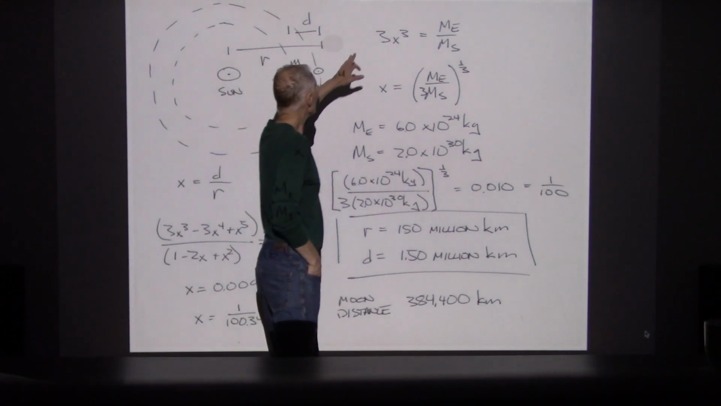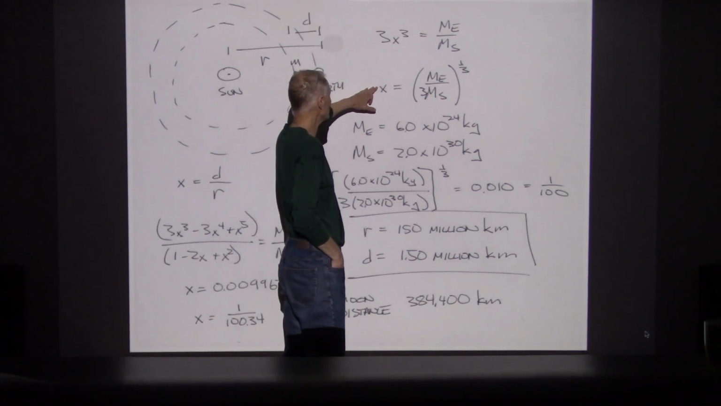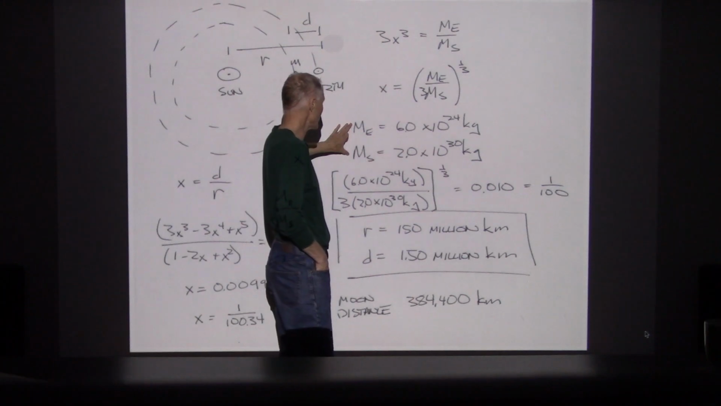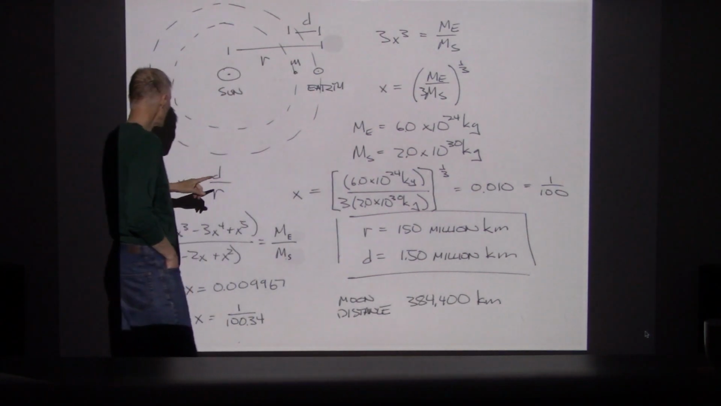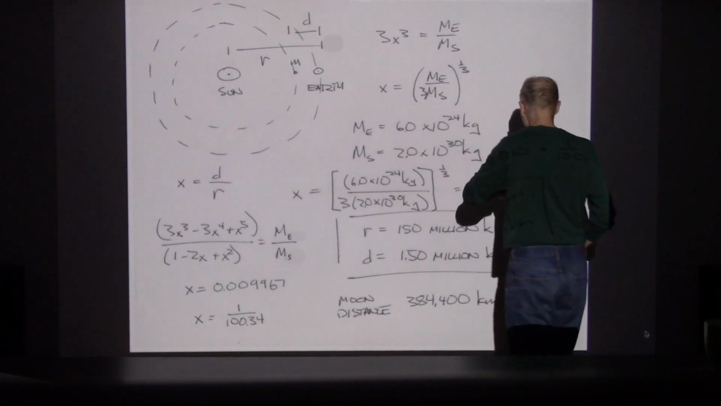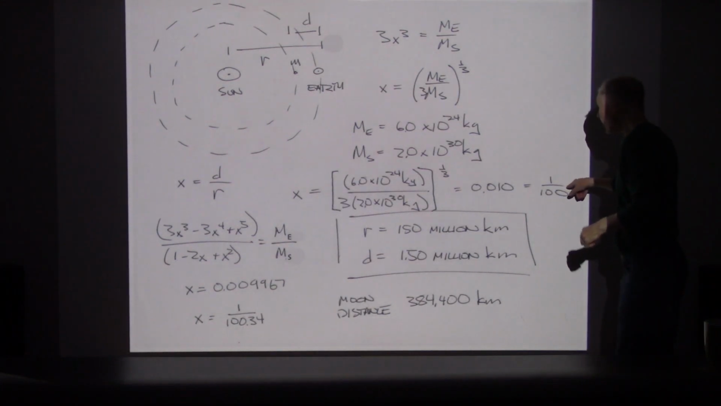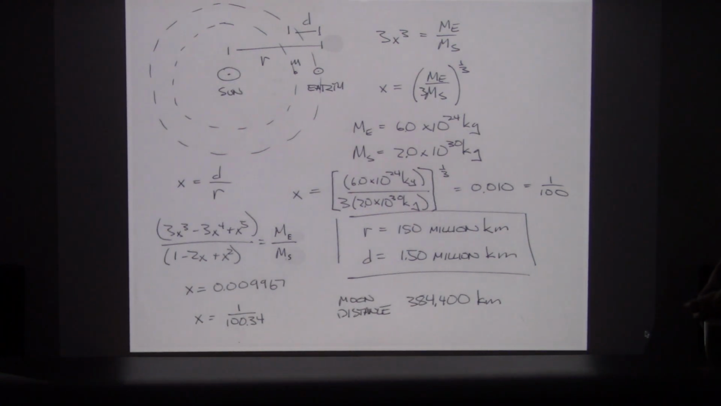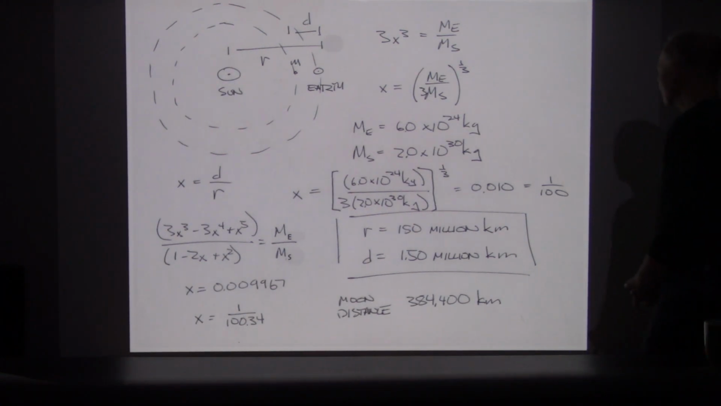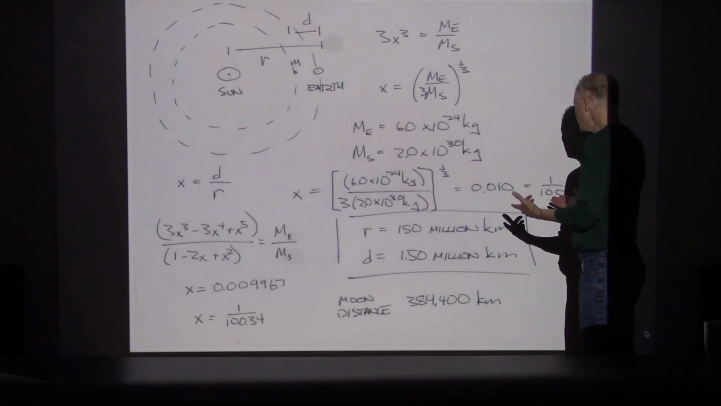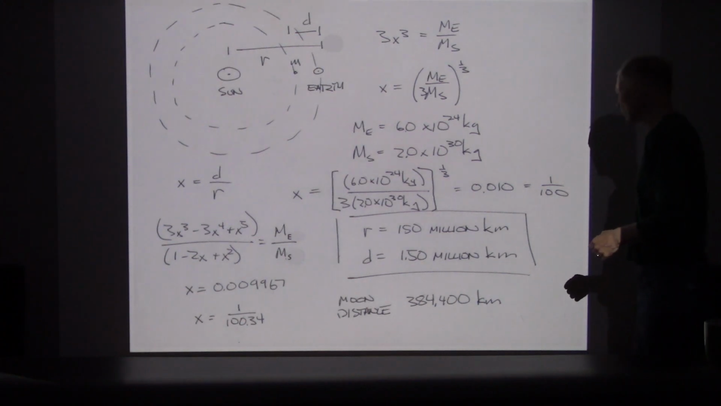So carrying through with this and simplifying to get a value of x, then we put in the masses of the earth and the sun, and the value of x worked out to be 0.010, which is about 1/100th. So it works out that very, very similarly, to 3 sig figs, I should have put one more 0 here. It worked out to 3 sig figs that this is like 1/100th.